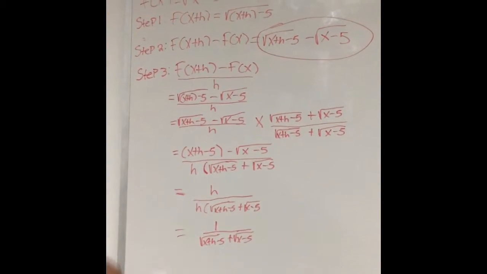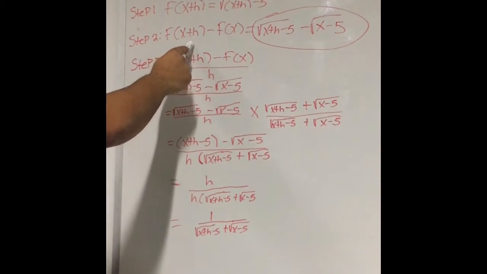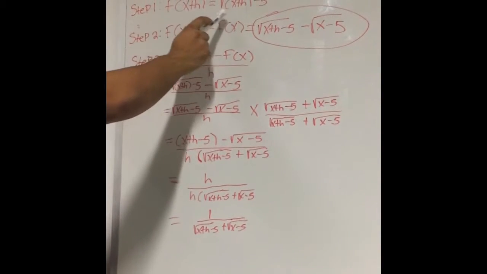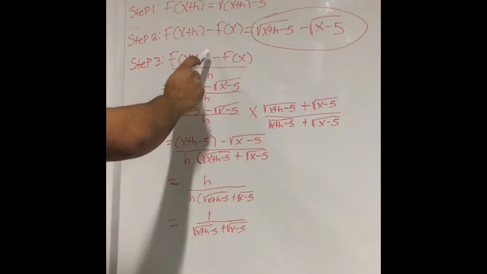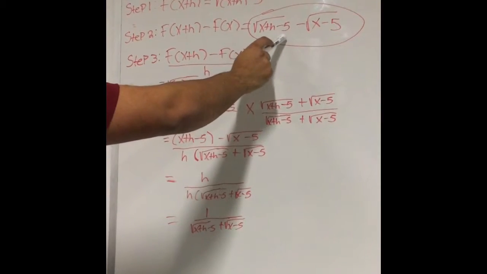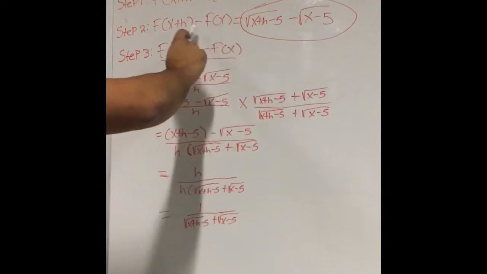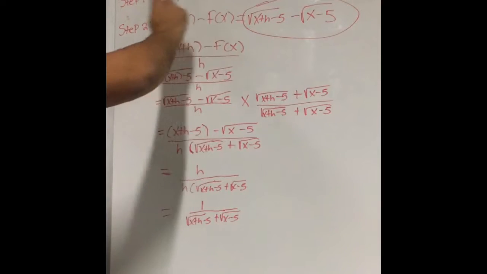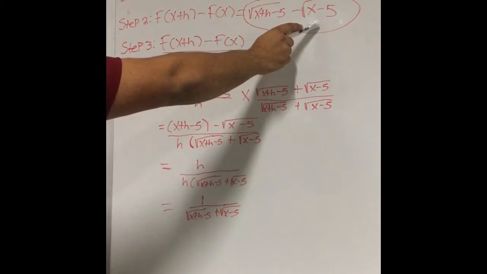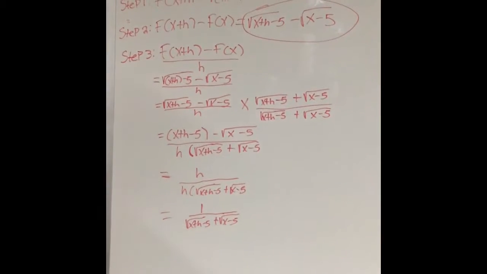And next we would do step 2. The equation given was f(x plus h) minus f(x). So basically we'd use the step 1 answer, which is root x plus h minus 5, and sub it in, which would give us root x plus h minus 5. And then for the minus f(x), we would just sub in our given f(x), which is root x minus 5, giving minus root x minus 5, and that would give us our step 2.